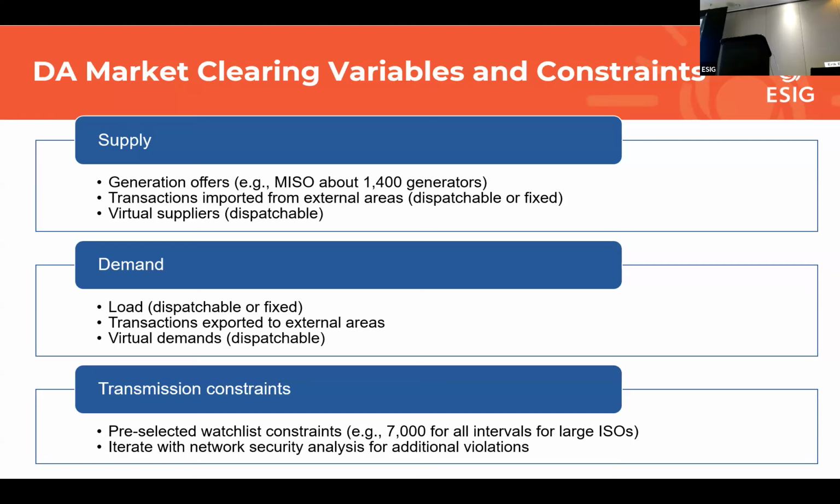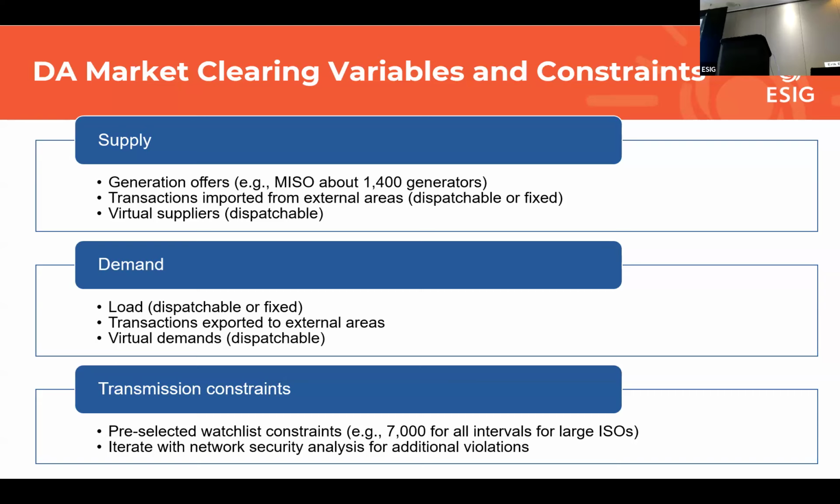For example, operators normally select a watch list of constraints. This can be 7,000 or 10,000 in that range, and then it will iterate with network security analysis. For this security analysis, the network model could be like 45,000 buses, right? And there's also a large number of contingencies you need to evaluate, and then feed the potential violations back to the optimization.